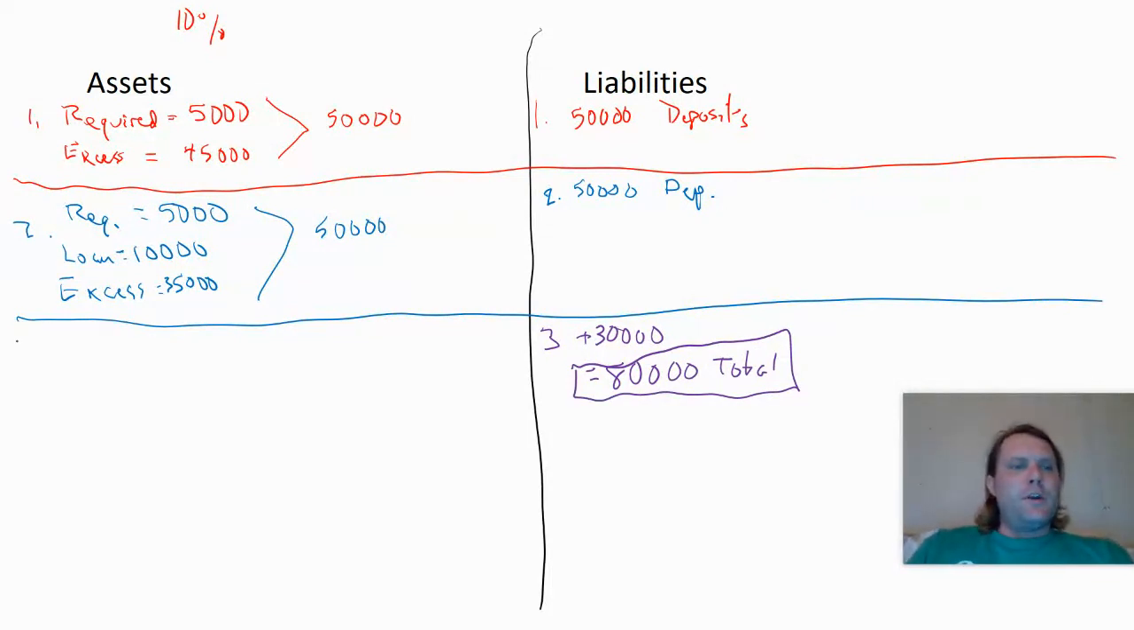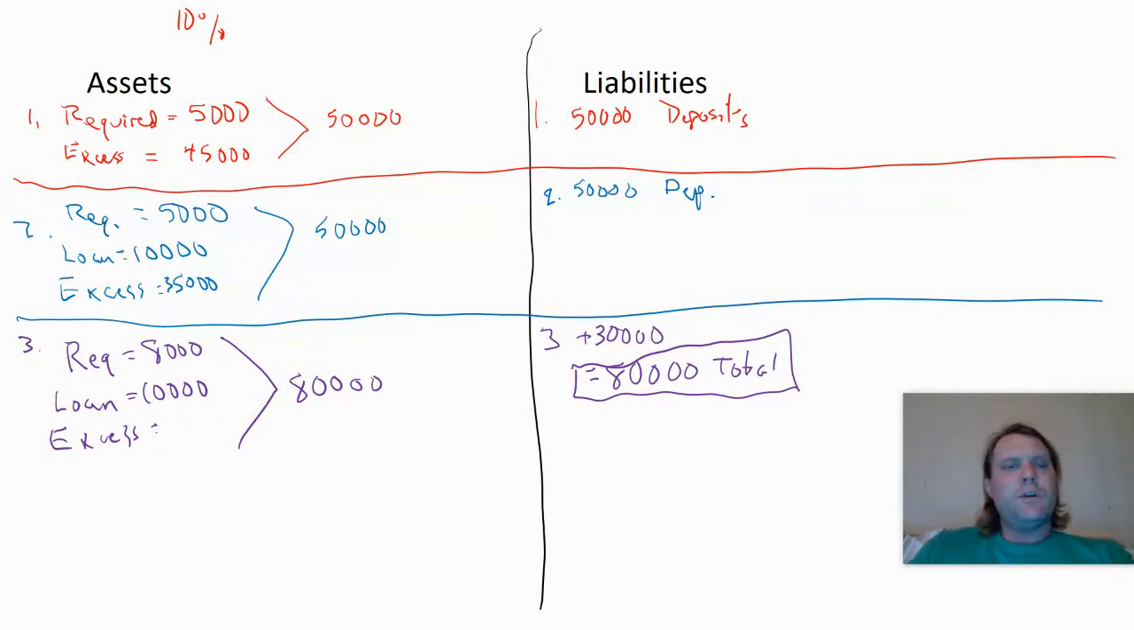All right, now over here, it doesn't really say anything changes, but our reserve requirement definitely does. 10% of 80,000 equals 8,000. We still have a loan out of 10,000, right? And now we've got to figure out our excess. That changes our number a little bit. Remember, this has got to equal 80,000 now. Figure all that math out. You're going to have $62,000 in excess funds. Okay. All right, we're moving on to the next one.